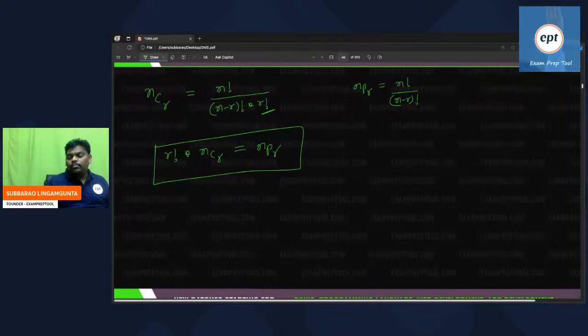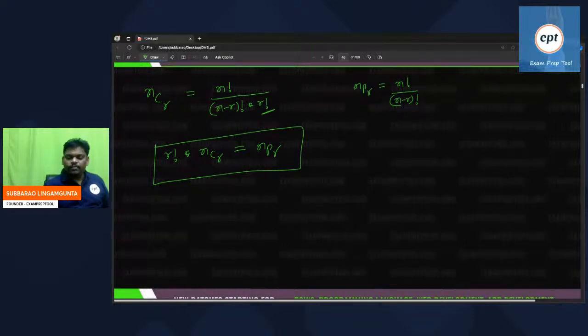Order important, please go for permutations. Order is not important, then go for combinations. Because in the NCR, order is not important, so less will come. In the NPR, order is important, so more will come. I hope everyone got this.